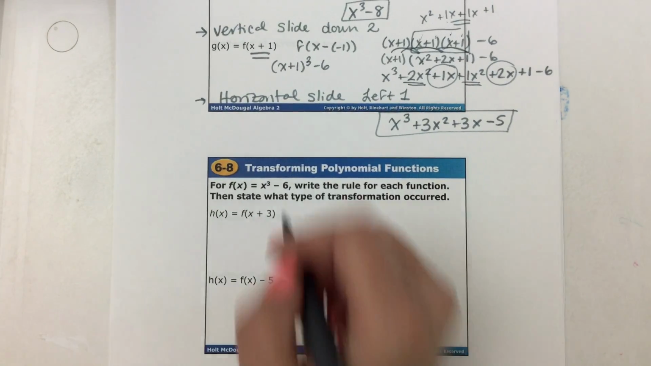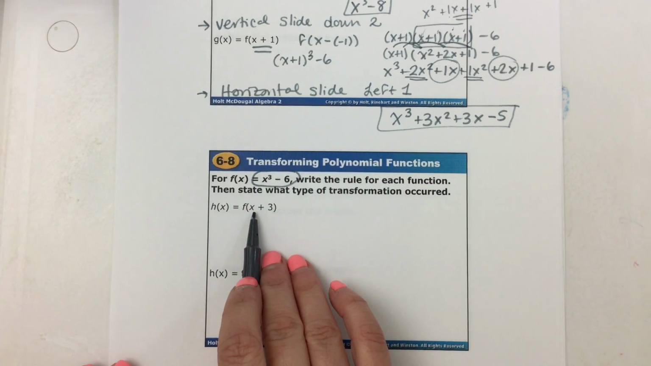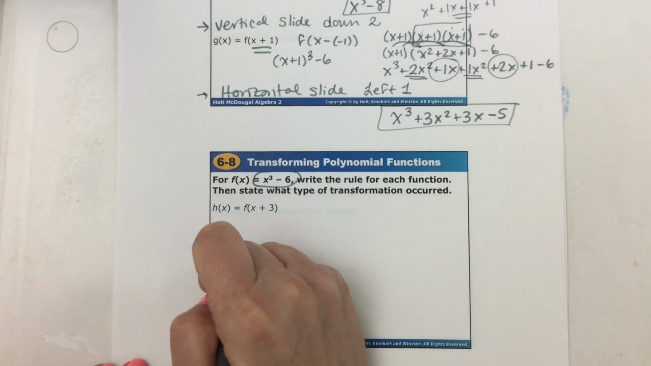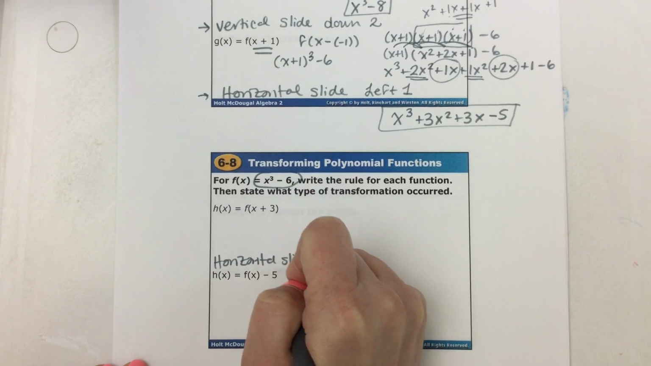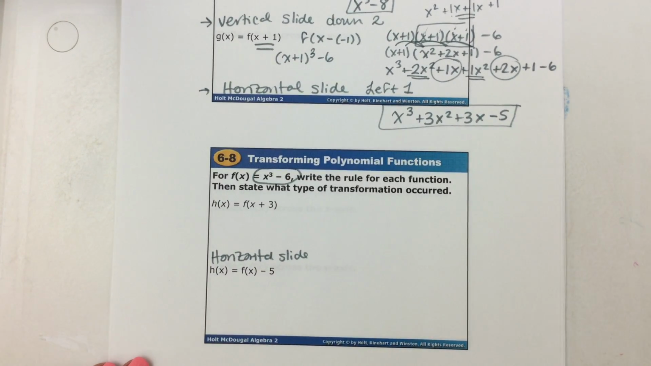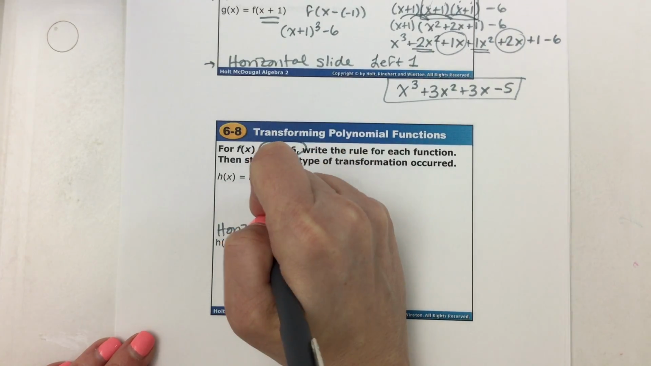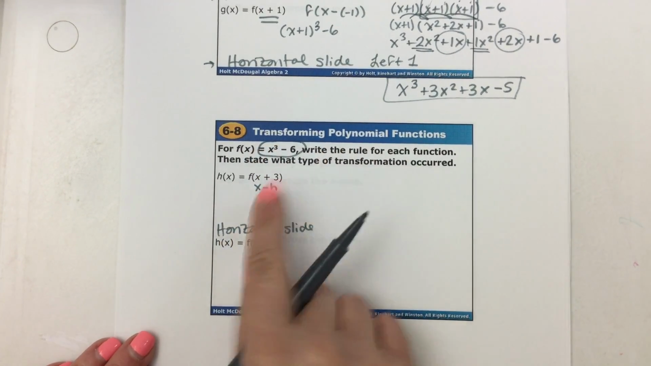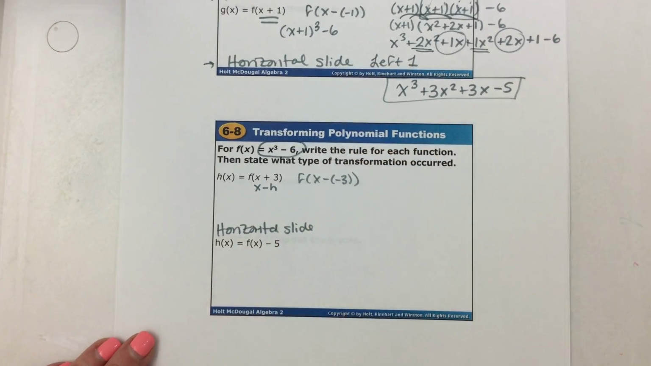Okay, let's look at another one. Again, we're working with the same f of x, x to the power of 3 minus 6. Again, if you're adding or subtracting in parentheses, that's a horizontal slide, shift, or translation. Horizontal lines slide left and right. The formula says x minus h. That means that this is really x minus a negative 3.